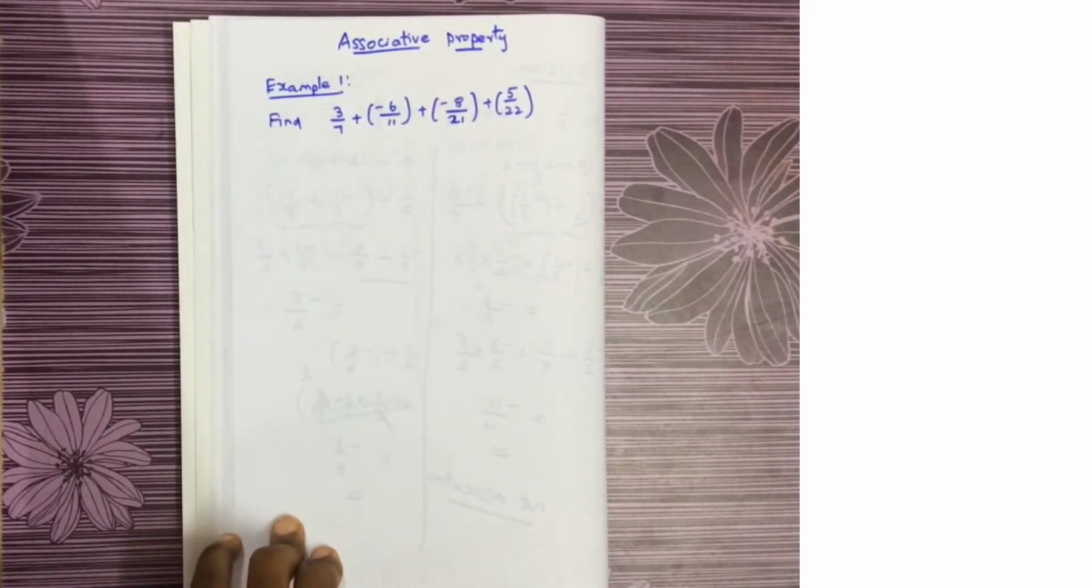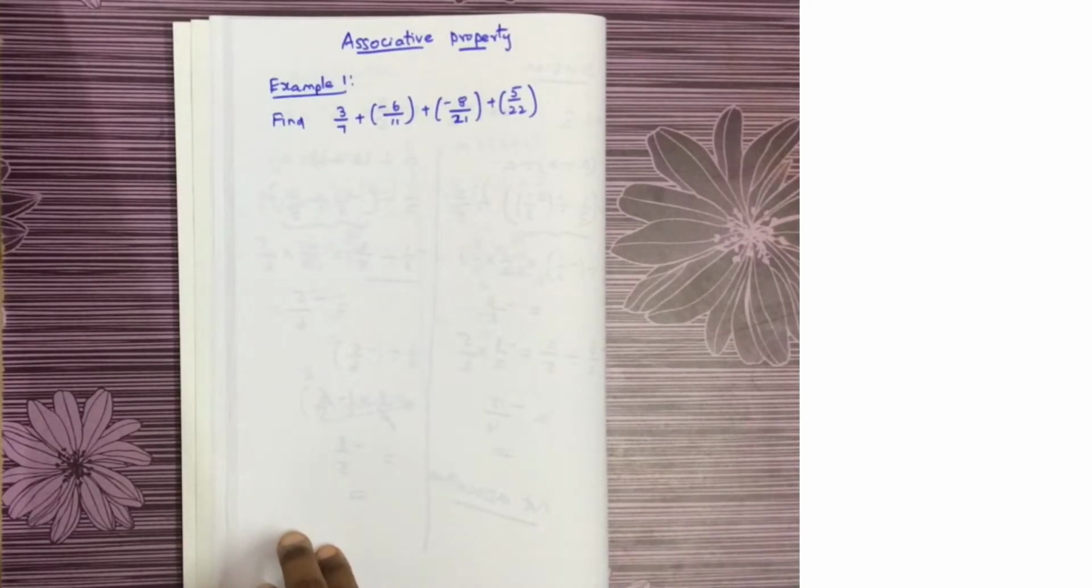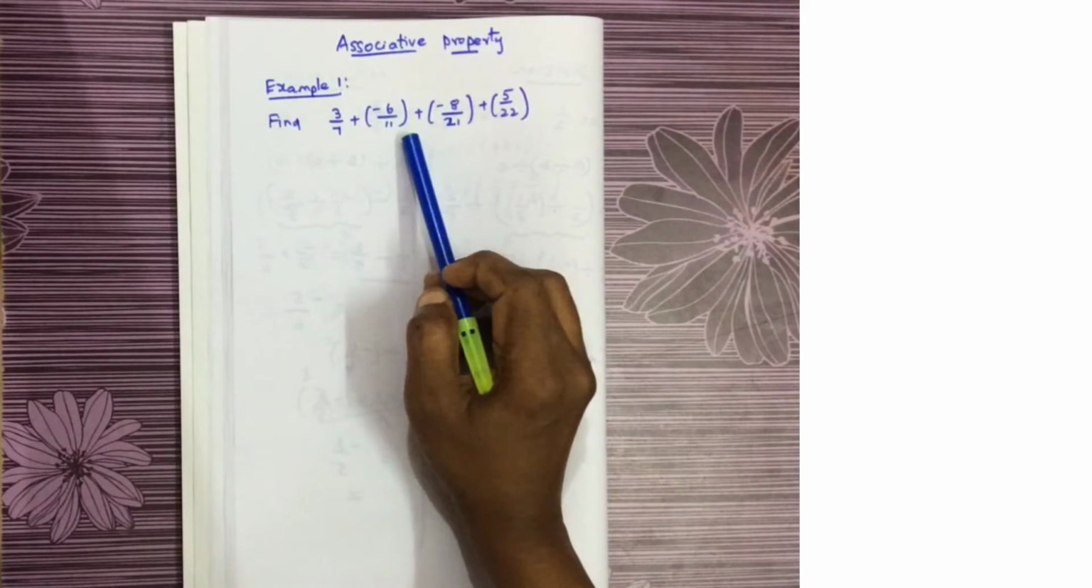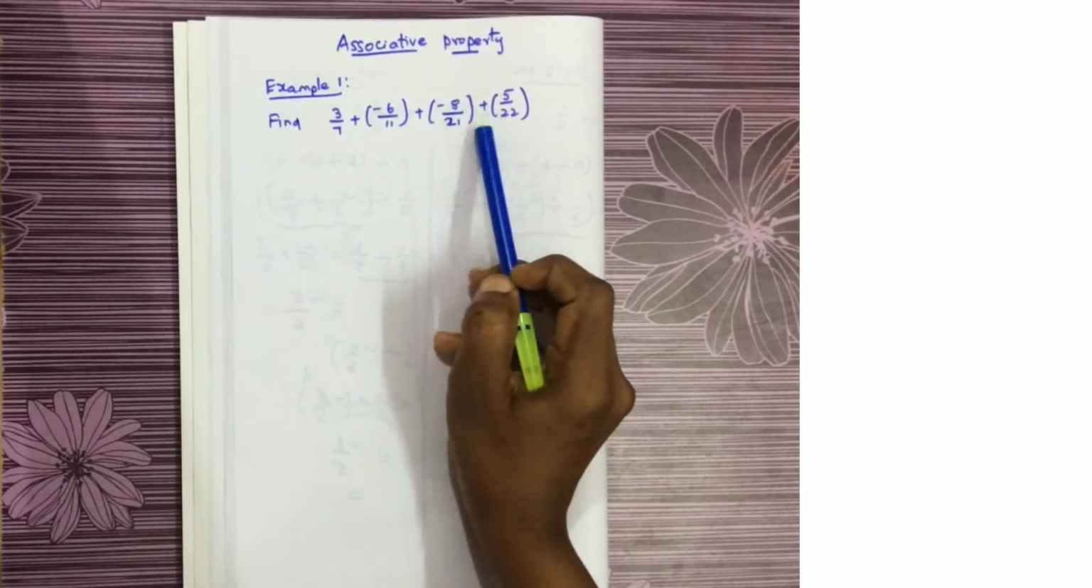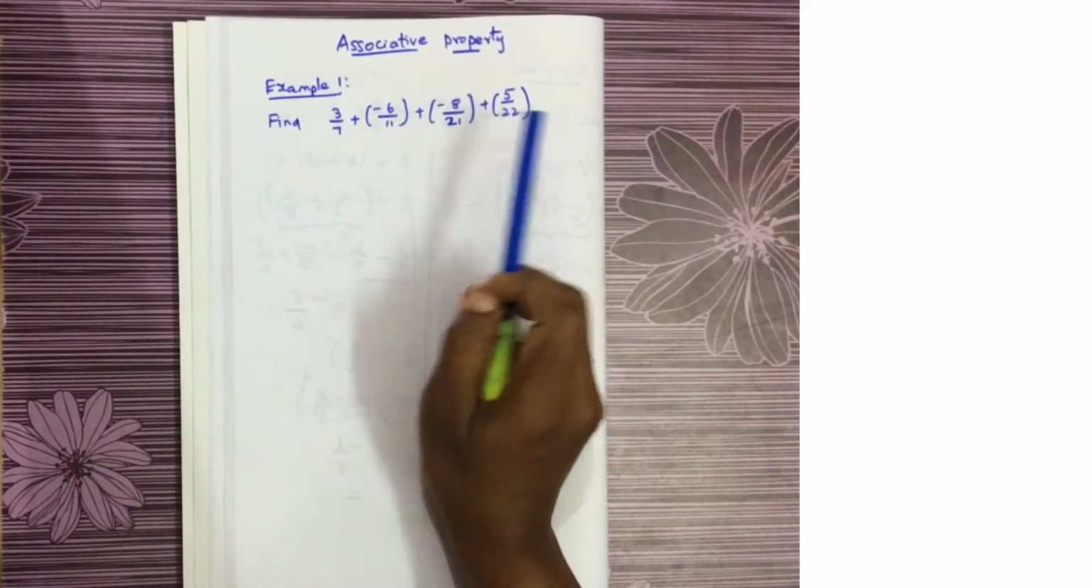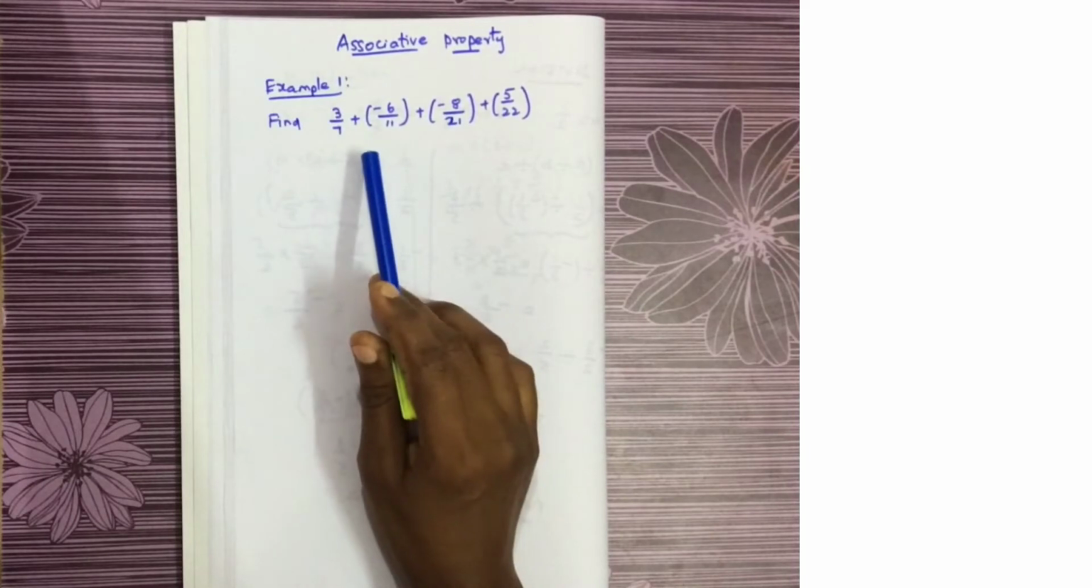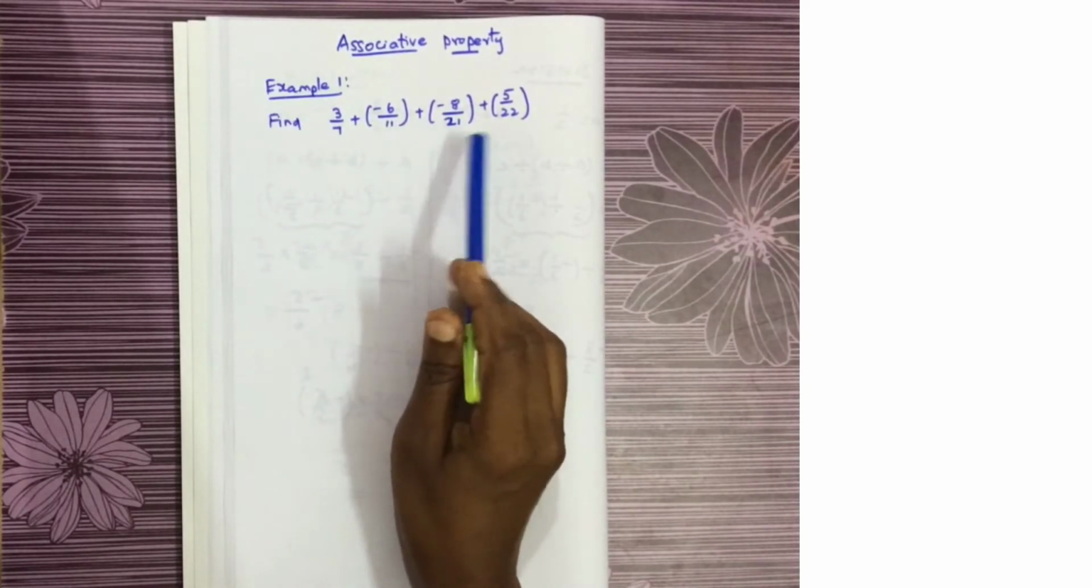First we are going to solve this problem without using the associative property, and then we will solve it using the associative property. Then you will understand the advantage of using this property. So what you should do here is find 3 by 7 plus minus 6 by 11 plus minus 8 by 21 plus 5 by 22. Now, all the denominators are different.